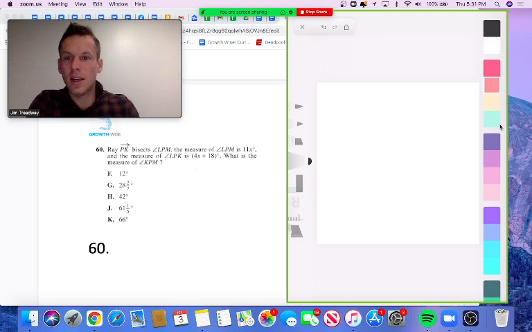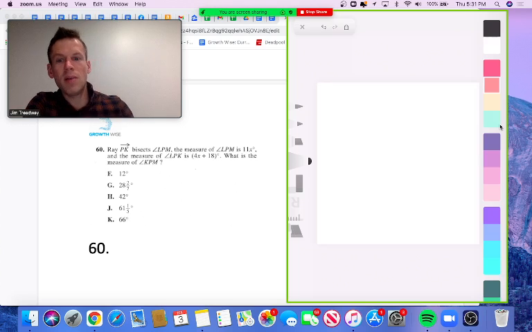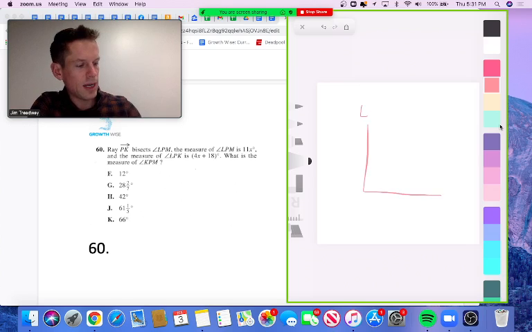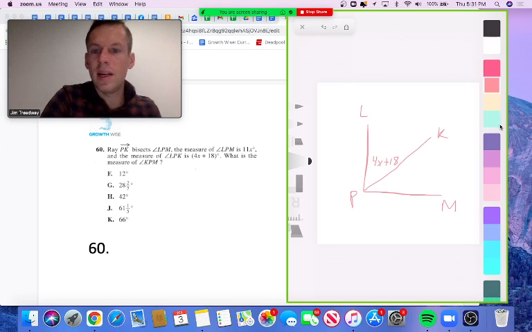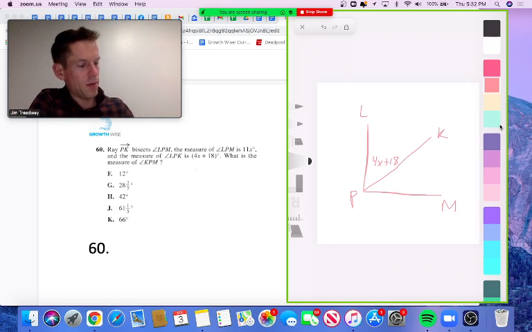Number 60 here on an ACT exam, they say Ray PK bisects angle LPM. So let's just draw LPM. PK bisects it. Okay, so there's K. So LPM is 11x. Okay, the measure of LPK, got it, is 4x plus 18. So the whole thing is 11x. What's the measure of KPM? So we want to know that one.